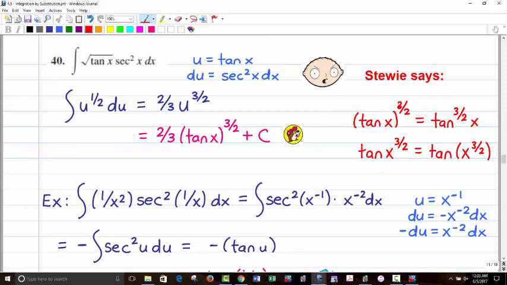When you write a trig function and you want the trig function to be raised to a power, there's one of two acceptable ways to write it. So if you put parentheses around the whole thing and you put 3/2, that means it's the tangent function raised to the 3/2, like right here. And that's the same thing as if you put 3/2 right there above the tangent next to the x.